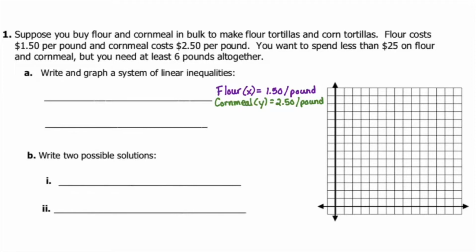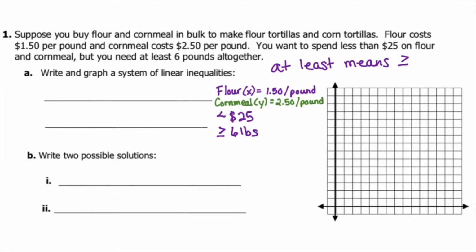So if you have to spend less than $25, that should be less than $25. And if you need at least 6 pounds altogether, at least means greater than or equal to. So that's greater than or equal to 6 pounds. And then we have our less than $25. So now we can put this all together.